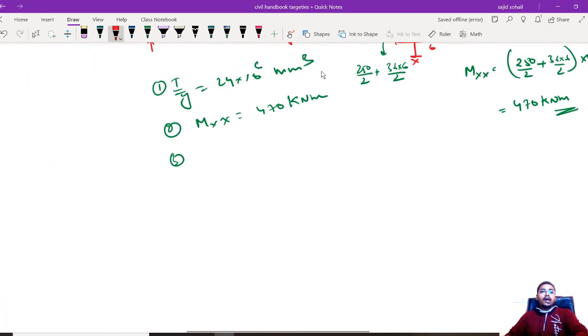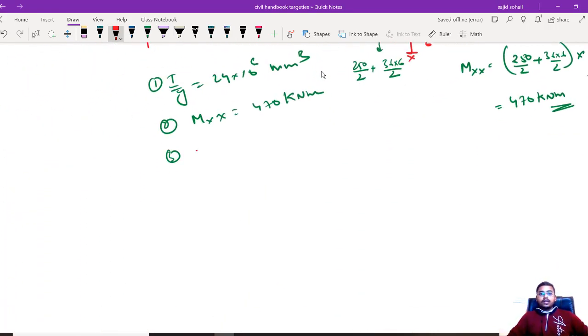So the third thing which you should be knowing is, whenever you are cutting it at 2.5 meters, this distance is 115 mm and this is 60 mm. I hope it is very clear, right? This is 2.5 meters. Now the fun begins.